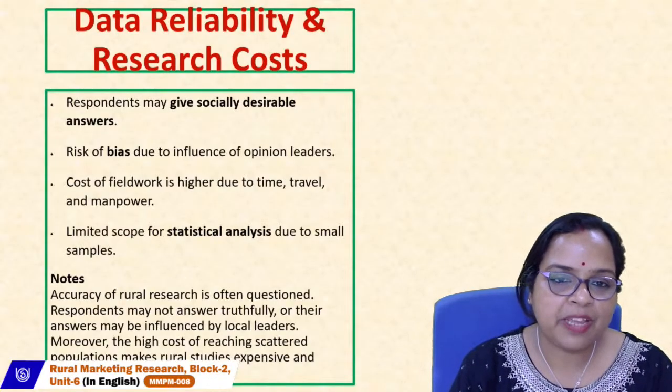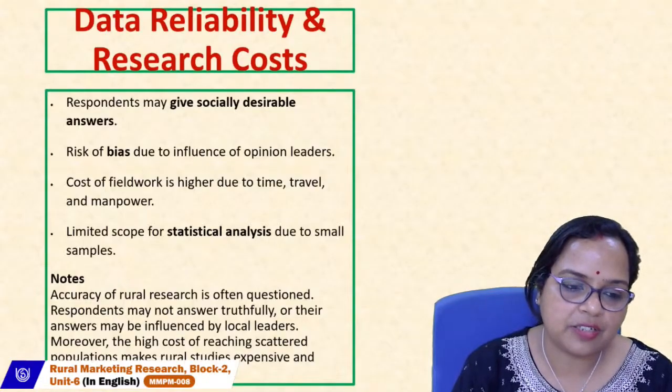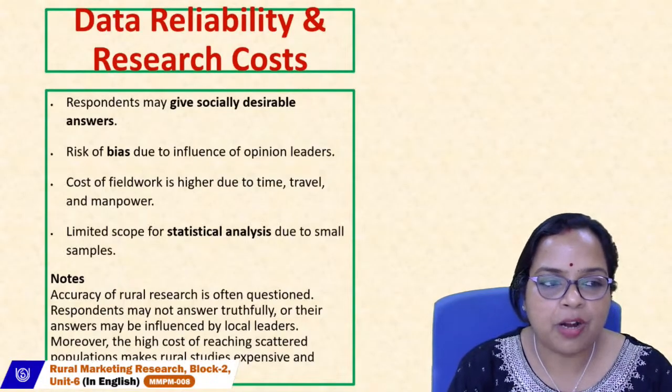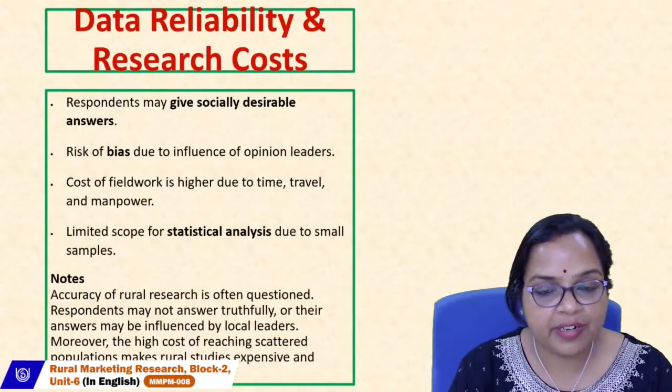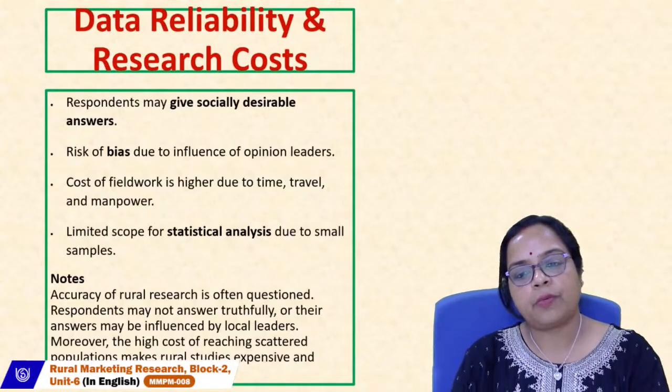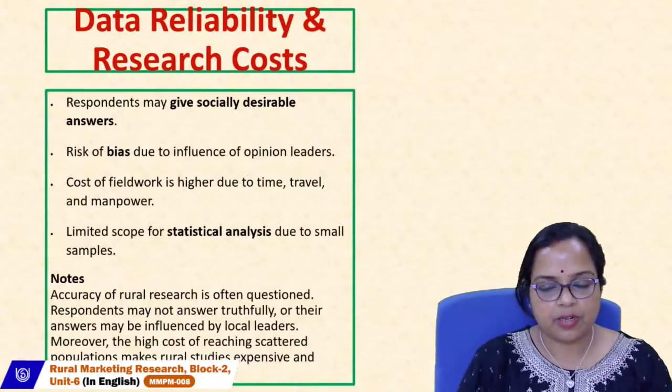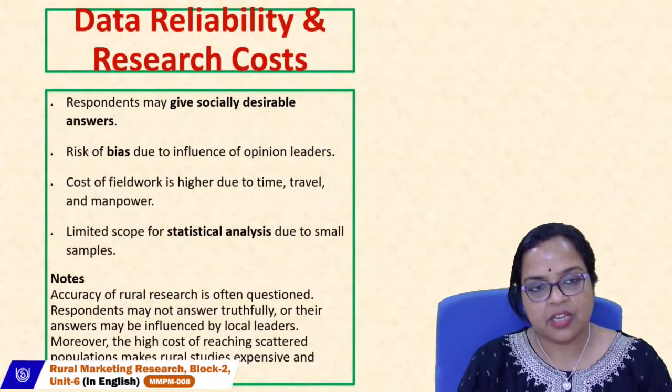So respondents may give socially desirable answers. If you are asking them some undesirable questions, they may avoid it. If you are asking a lady about the soap she is using for her own purpose, she may not answer it. So data reliability is the biggest challenge here. The risk of bias due to the influence of opinion leaders.